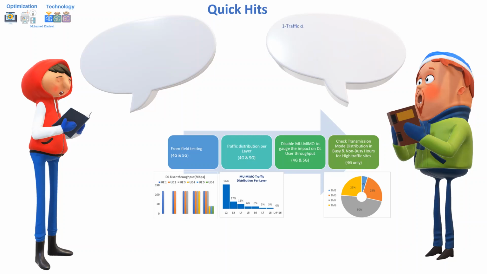From KPIs, you can verify through the following. 1. Traffic distribution per layer to check the maximum supported layers. 2. Disable MU-MIMO to gauge the impact during high traffic scenarios. 3. Check the transmission mode distribution in 4G, beamforming modes, TM7 and TM8 expected to be higher in high load scenarios.